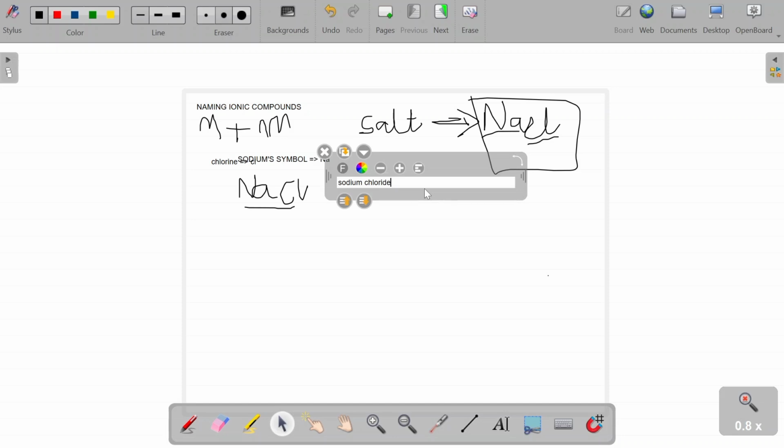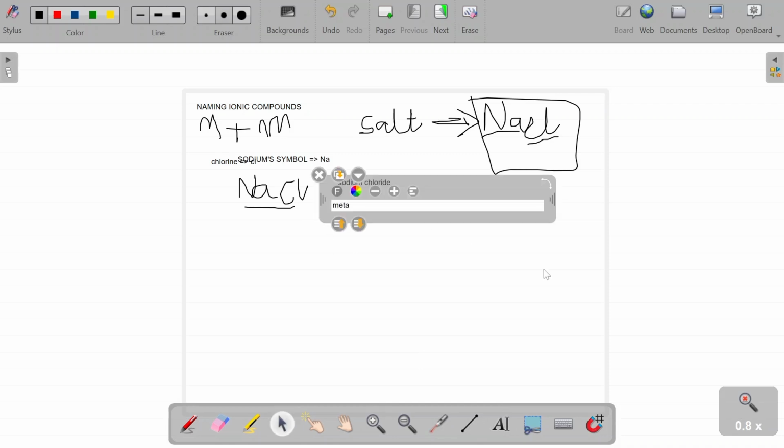So basically, the format of naming ionic compounds is you first write the metal's name, plus the non-metal's name, but then change the ending of the non-metal to end in dash IDE. I hope that's clear. Now let's take another couple of examples so that this becomes even clearer.